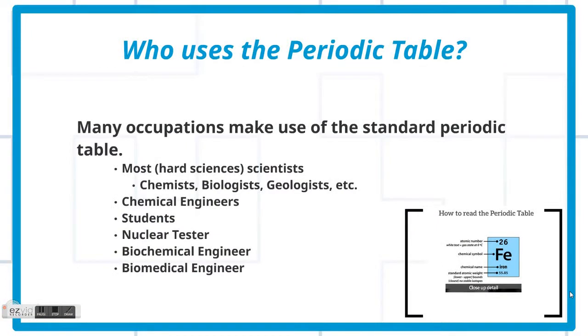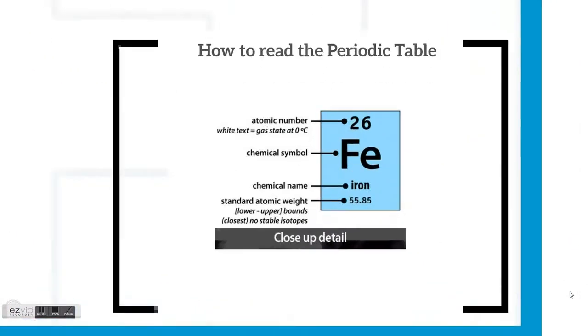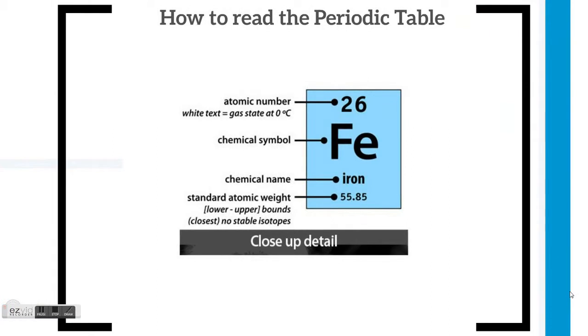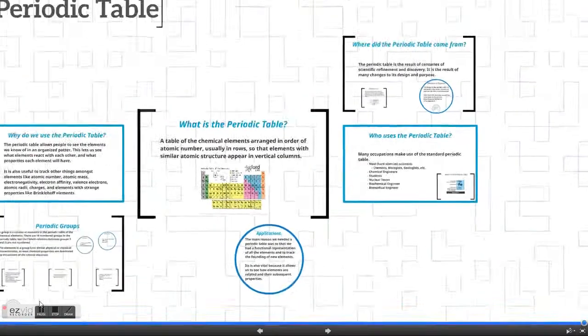Who uses the periodic table? Many occupations make use of the standard periodic table. Most hard science scientists, chemists, biologists, geologists, chemical engineers, students, nuclear testers, biochemical engineers. And how to read the periodic table. The atomic number is located above the chemical symbol, and the chemical name is located below the symbol, followed by the standard atomic mass.